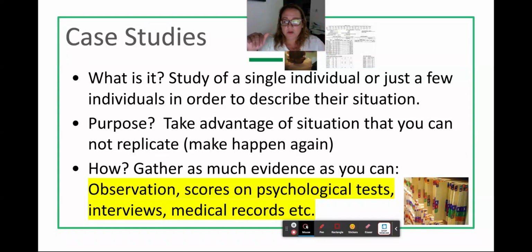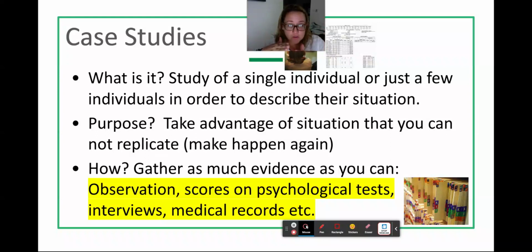The next bullet for this one is that a case study is an in-depth look into an individual. It's very, very detailed. They basically follow this person around and give you all the information about this one person.